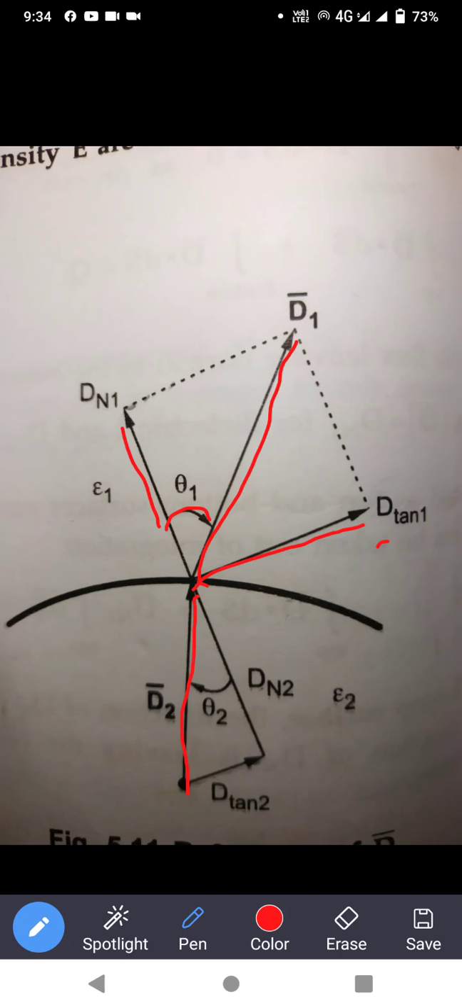D1 makes an angle theta 1 with the normal to the surface. The D1 and E1 direction is the same, as D1 is equal to epsilon E1. We can draw both in the same diagram, because instead of D, we can replace it with epsilon E1 in the same diagram. That means the direction of D bar and E bar changes at the boundary between two dielectrics.